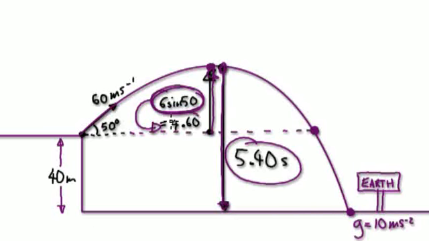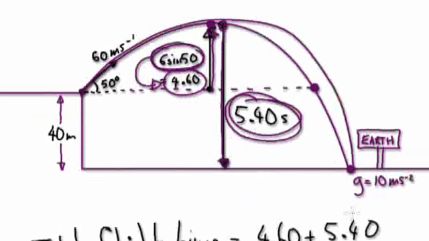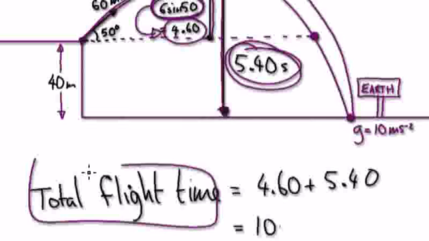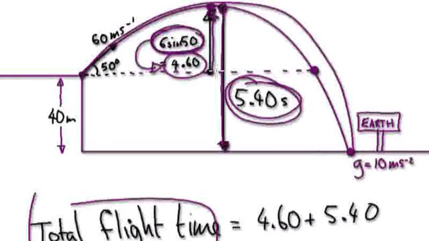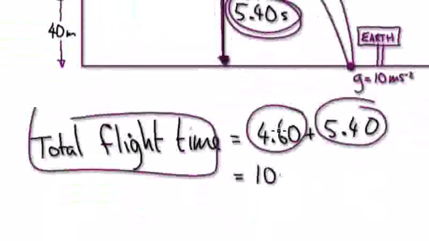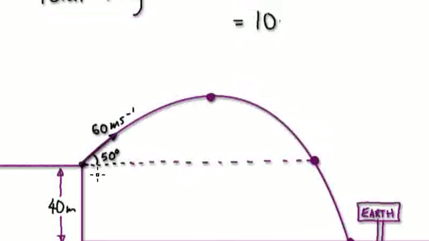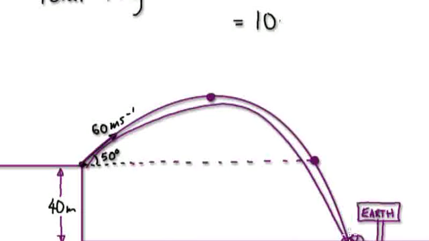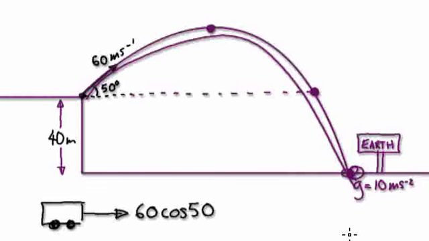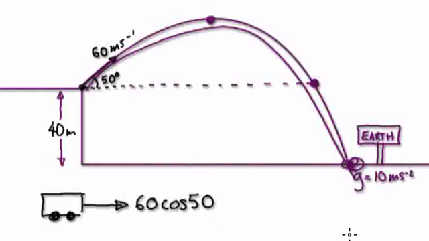So the total flight time would be this plus this, the total flight time of the cannonball. So total flight time equals the going up plus the going down here. Add the two together, it comes to a coincidental 10. So the total flight time is 10 seconds. Now that we know it takes 10 seconds to fly like this, the total flight time is 10 seconds.